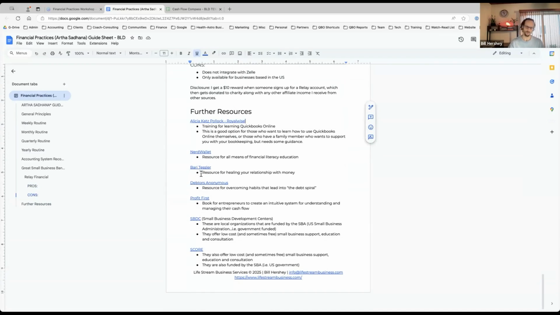Barry Tesler, I mentioned. Great resource for someone who's looking to heal their relationship with money in various ways. Debtors Anonymous. Profit First is a great organization for understanding cash flow. I mentioned the SBDC. They're an organization here in the States, as is SCORE. These are government-funded agencies that support small businesses.